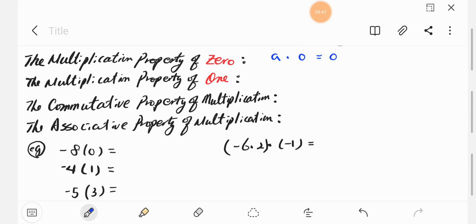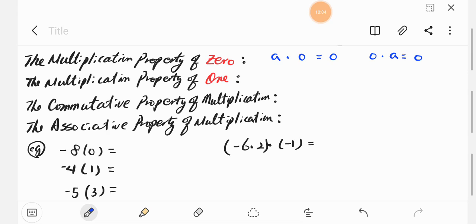That is correct, 0. How about 0 times A? Still the same, isn't it? This is equal to 0. So the multiplication property of 0 means when you multiply a number by 0, then the result is 0.